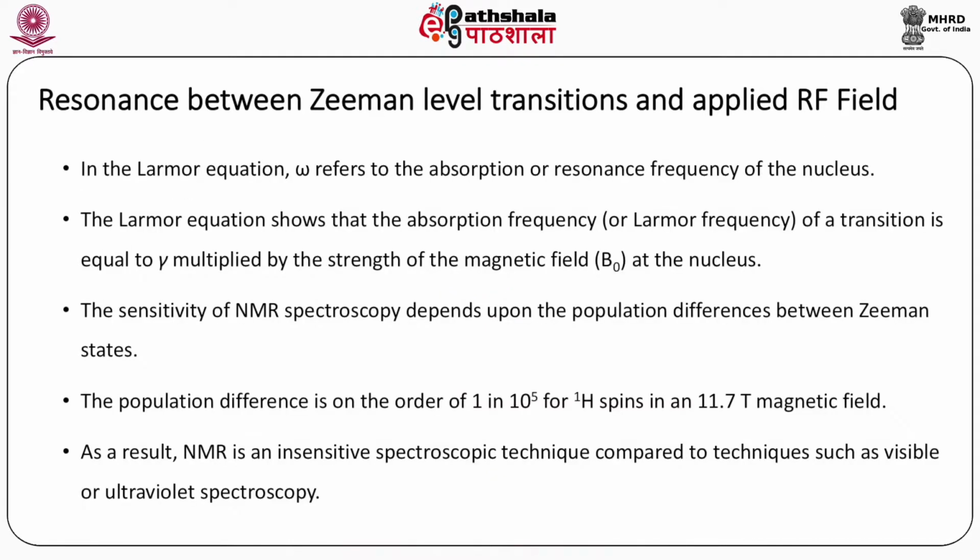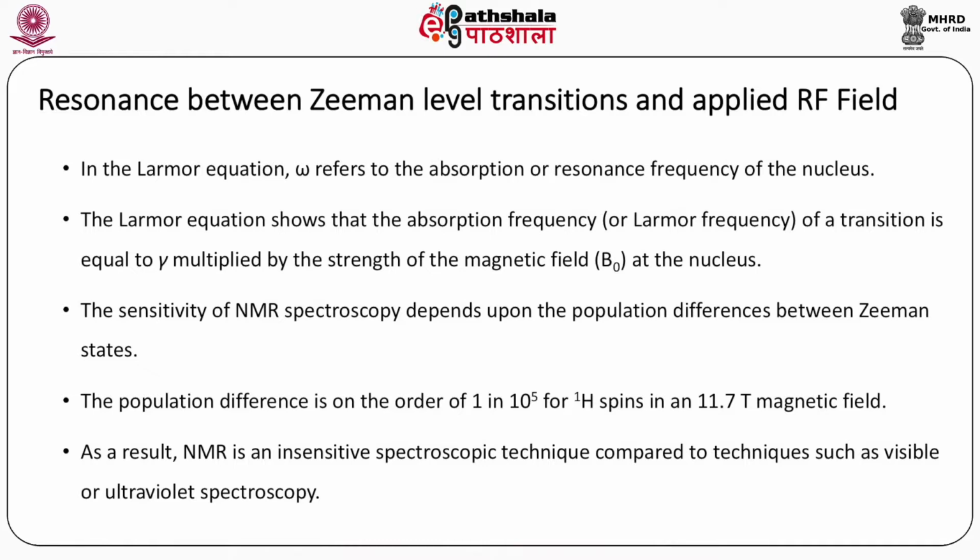In the Larmor equation, omega refers to the absorption or resonance frequency of the nucleus. The Larmor equation shows that the absorption frequency or Larmor frequency of a transition is equal to gamma multiplied by the strength of the magnetic field B0 at the nucleus.